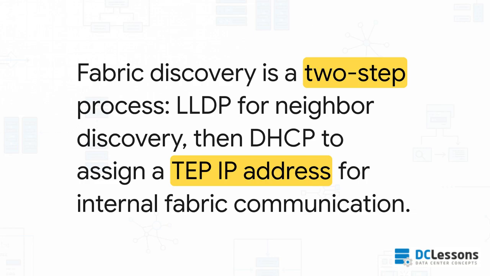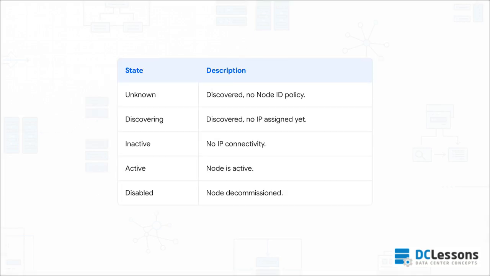As a switch joins the fabric, you'll see it move through a few different states. If you see unknown, it just means the APIC sees the switch, but you haven't given it an ID yet. Discovering means LLDP worked, but it's still waiting for that TEP address. Now, the one you really need to watch out for is inactive. That's a huge red flag for an IP connectivity problem. Our goal, obviously, is to get every single node into that beautiful active state.